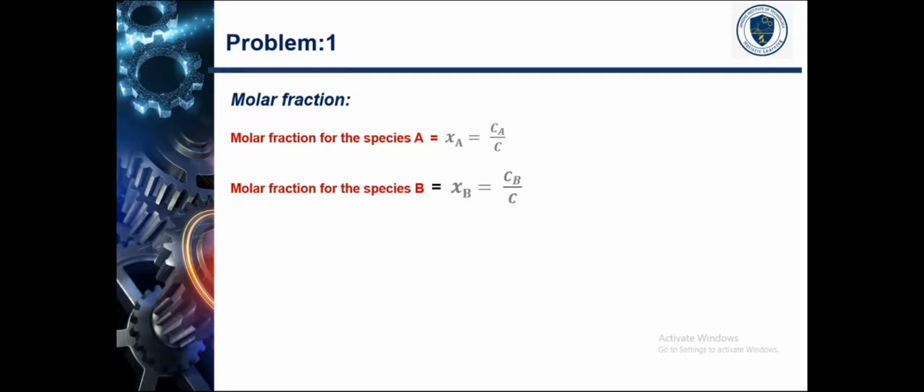what is C? That is the molar concentration for the mixture. To calculate it, three formulas are available. The first is C is equal to CA plus CB. Another formula is P by RT, which is also available for calculating C. The third formula is based on the mass concentration relationship, that is rho by M.